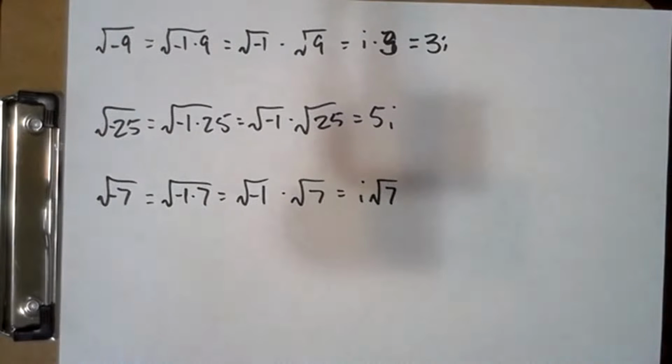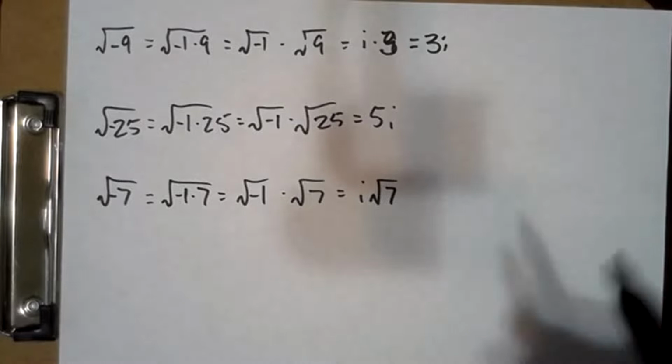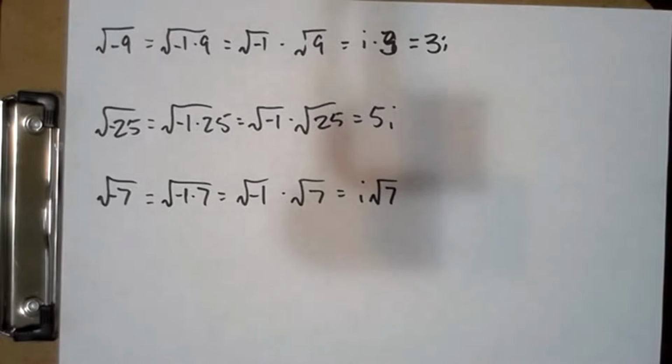Notice that we write this as i times the square root of 7 rather than the square root of 7i, because if we write it as the square root of 7i, that kind of looks like we're taking the square root of i as well. So we'll always put the i first before the square root. Moving on.